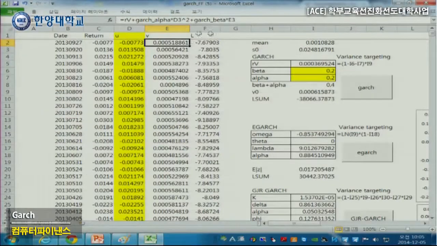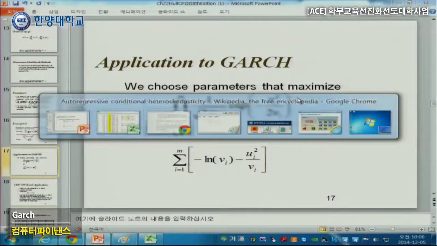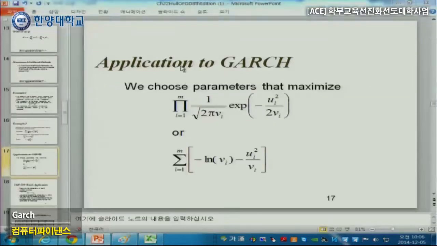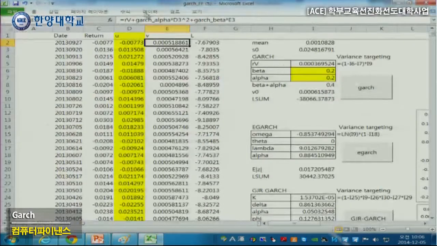Maybe there is a mistake, but I think this is the right one. Okay, I have to use yesterday's u squared, right? Look, our GARCH model looks like I have to multiply yesterday's this one and yesterday's one. So there is a small mistake in my Excel sheet. I'm sorry, but you can change it. Okay, so then the next one is very easy.